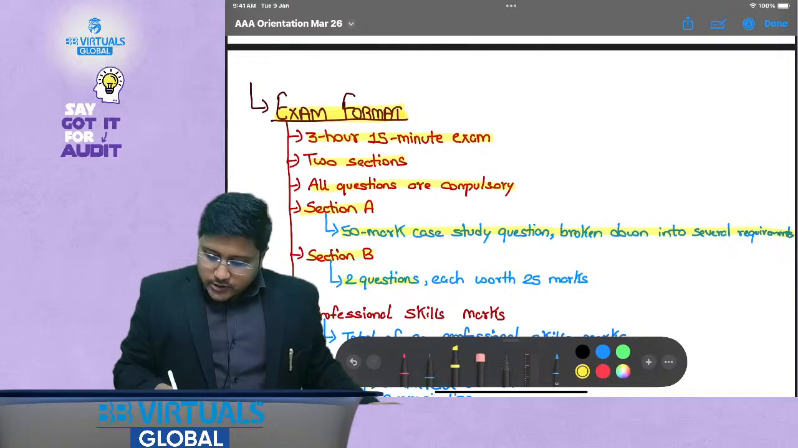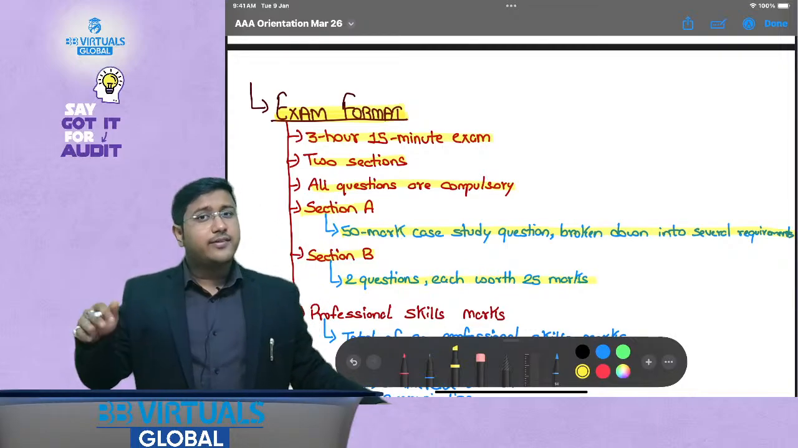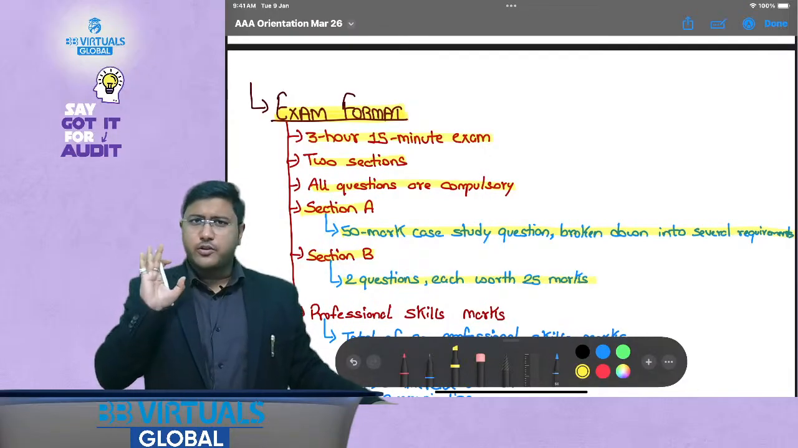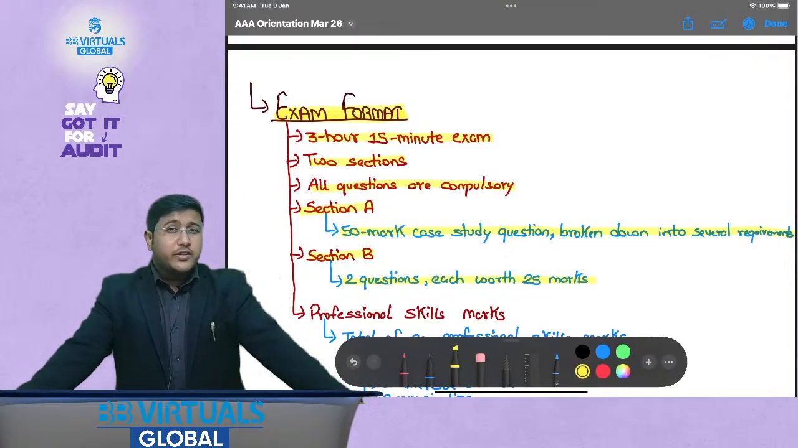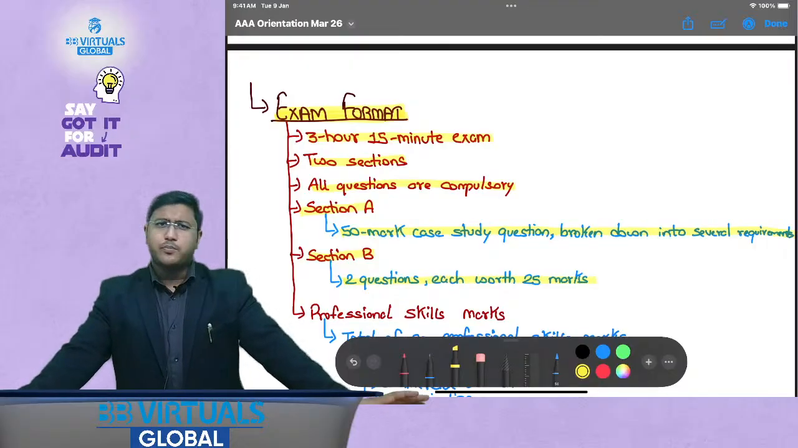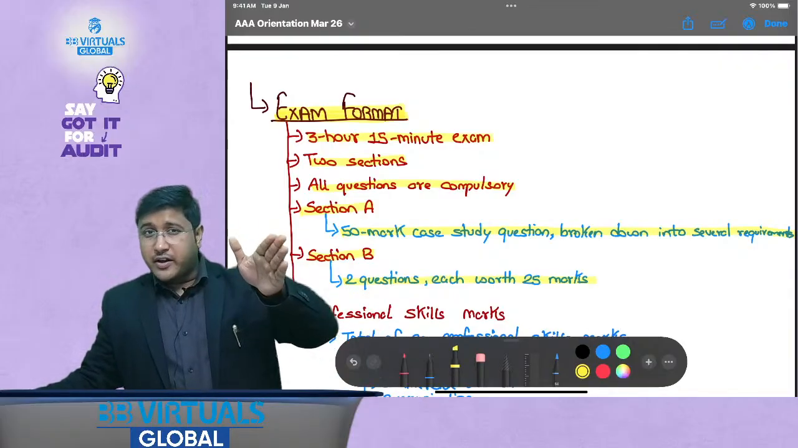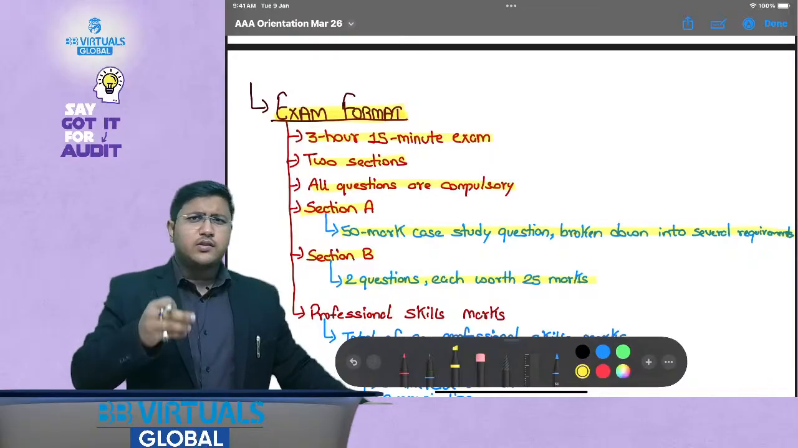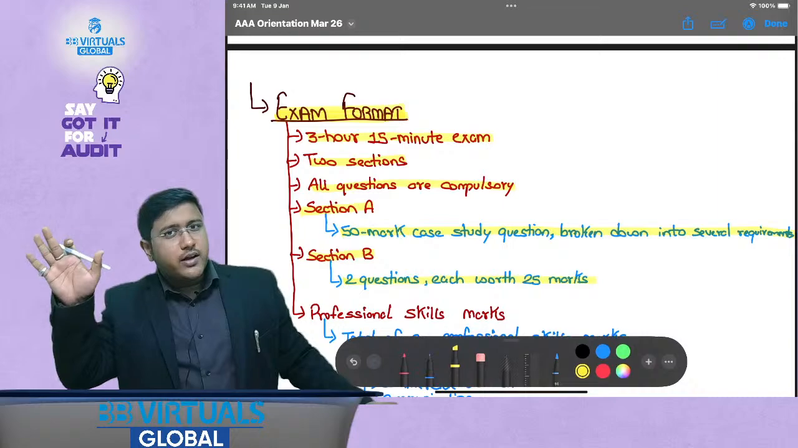Then section B. There would be 2 questions of 25 marks each. That is, the first question in section A is of 50 marks and section B is 2 questions of 25 marks, that is, a total of 50 marks again, a total 100 marks paper. Out of these 2 questions, one question generally belongs to the review, completion and reporting stage. That is where we will talk about ISA 550, ISA 560, ISA 570, ISA 580, like subsequent events, going concern, written representations. Even if you don't understand these terms, do not worry, we will be covering everything in our regular classes.